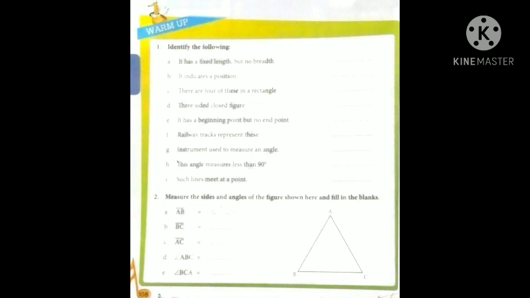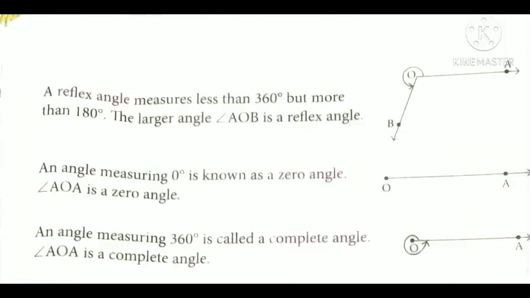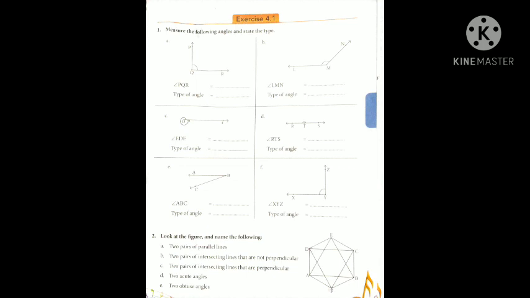And one more thing, you have to read the chapter. Other chapters we are not reading, but you have to read this chapter. Page number 109, 110 and 111. That is parallel lines, perpendicular lines, angles, etc. You have to read 2 times. Types of angles you can read 3 times and understand. Then also on the next page, exercise 4.1.